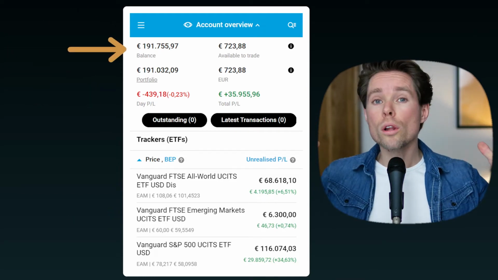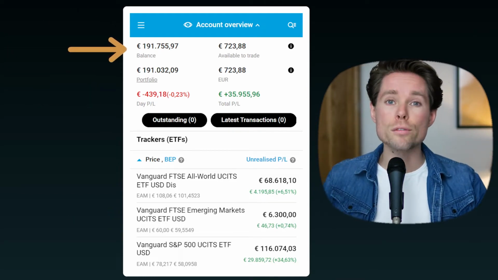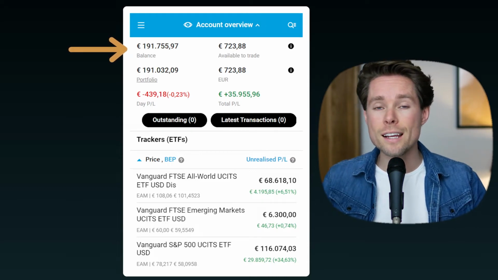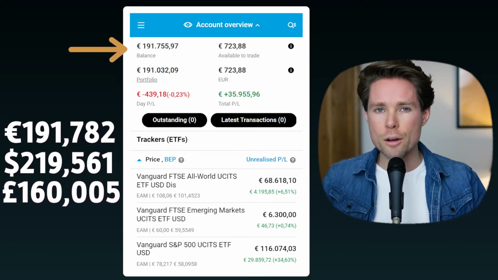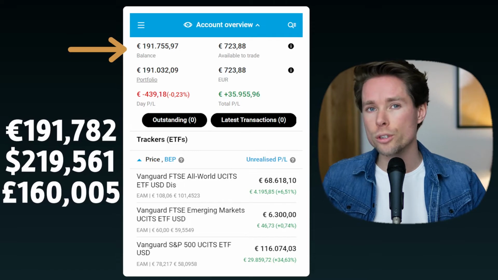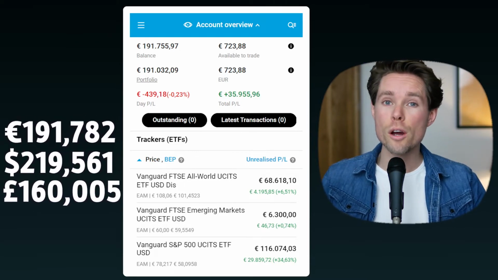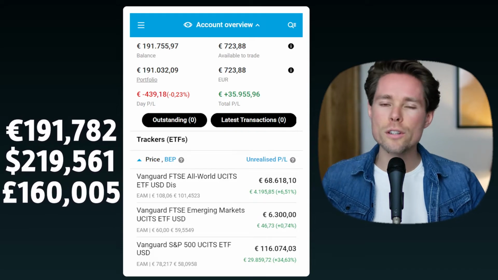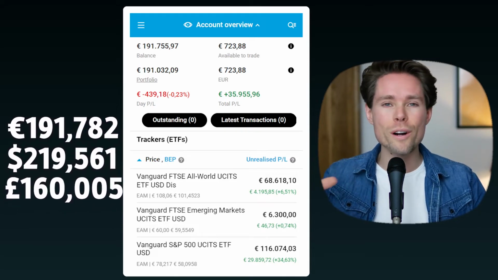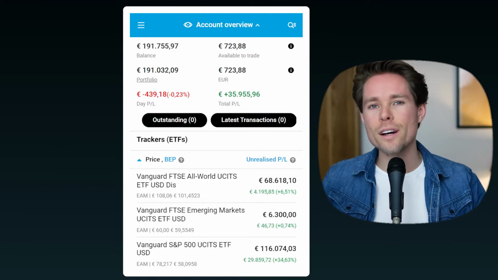So the total value of my Vanguard stock portfolio in this account currently sits at 191,782 euros. And as you probably already saw, whenever I reference a number in euros, I'll show you the equivalent in US dollars and British pounds somewhere on the screen, since not everyone uses the euro.